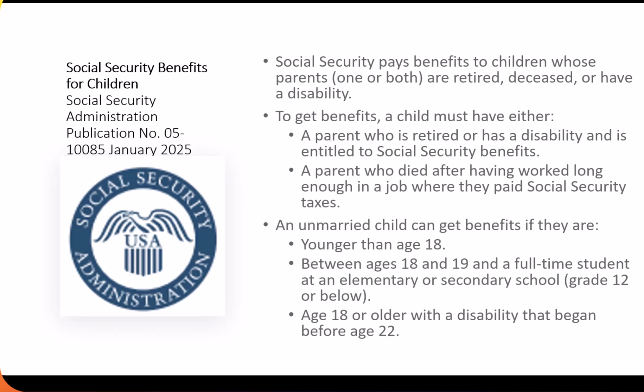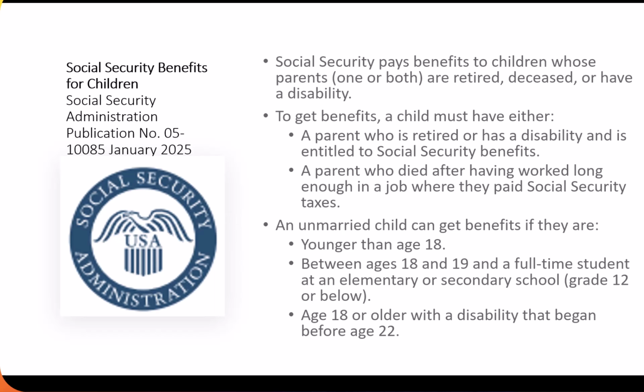And to get benefits, a child must either have a parent who is retired or has a disability and is entitled to Social Security benefits, and that does not include SSI, or a parent who died after having worked long enough in a job where they paid Social Security taxes. In this case, a child needs to be unmarried in most cases. And if they are married, there's a concept called marital deeming you have to look at, which is basically attributing the assets and income of the spouse to the disabled individual.